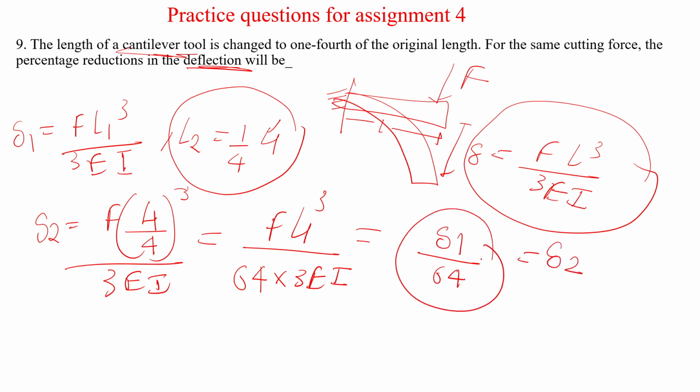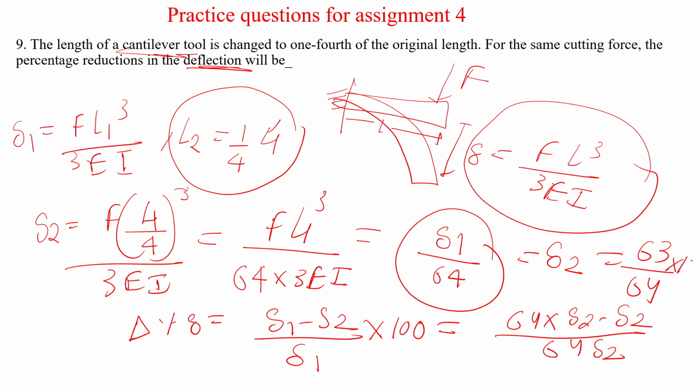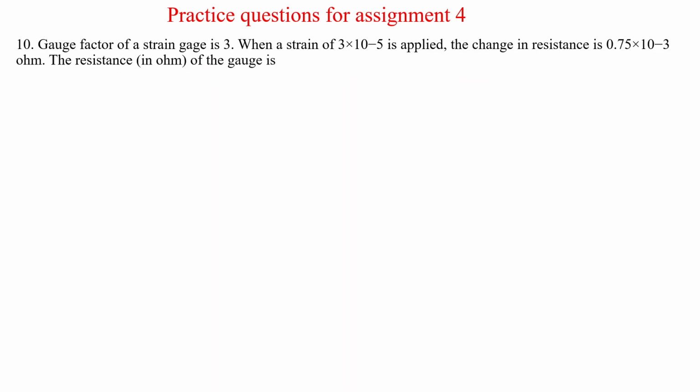It has asked for the percentage reduction in deflection. This means the percentage reduction in deflection is delta 1 minus delta 2 upon delta 1, that is, change in deflection upon original deflection, into 100 for percentage. So delta 1 is 64 times delta 2, minus delta 2, upon 64 times delta 2, which is equal to 63 upon 64 into 100. Fine?